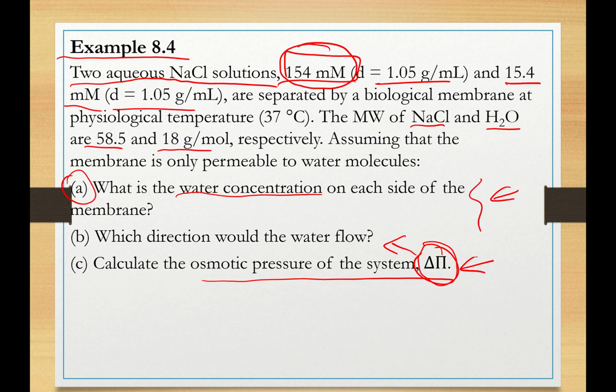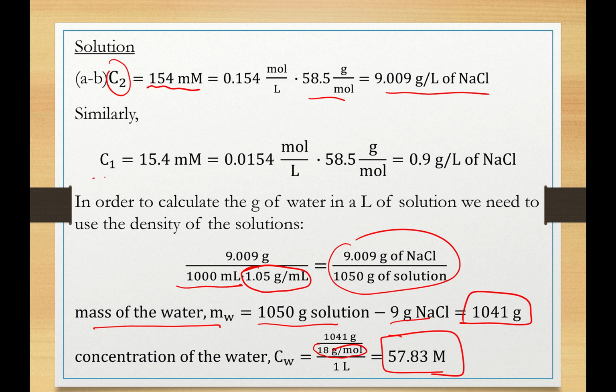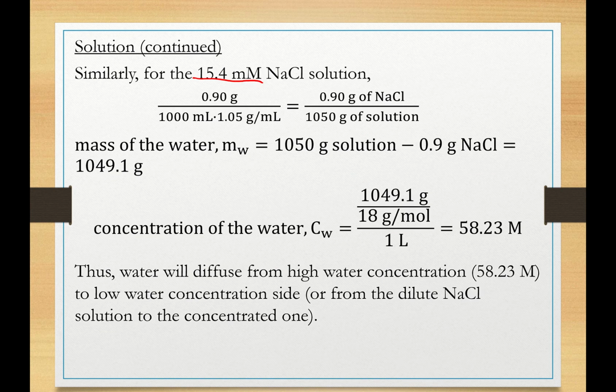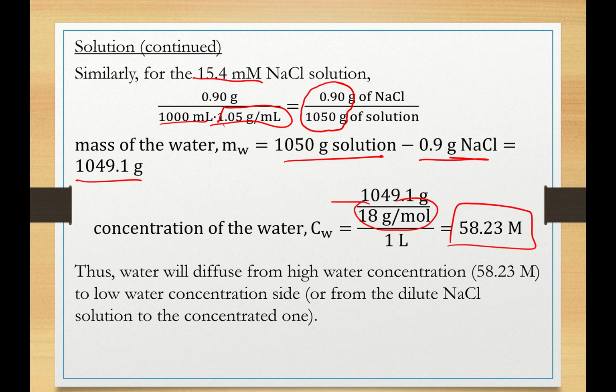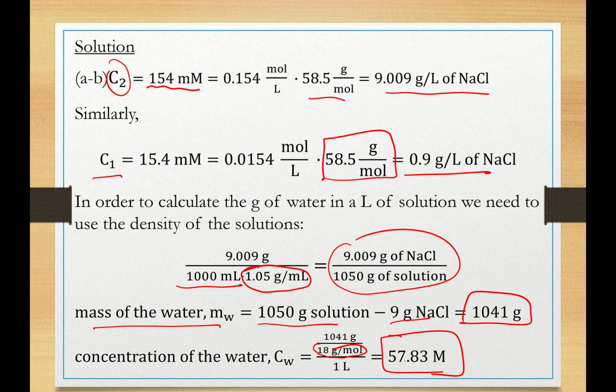I have to go one slide back. So I'm here. To calculate the mass of sodium chloride, I multiply by the molecular weight, and I end up with 0.9 grams per liter of sodium chloride. And now I apply the density of solution in the denominator again, and I end up with 0.9 grams of sodium chloride per 1,050 grams of solution. Subtracting this amount from the grams of solution, I end up with a mass of water of 1,049.1, divided by the molecular weight, and you have 58.23, which is higher than, what was that, 57.83, okay?